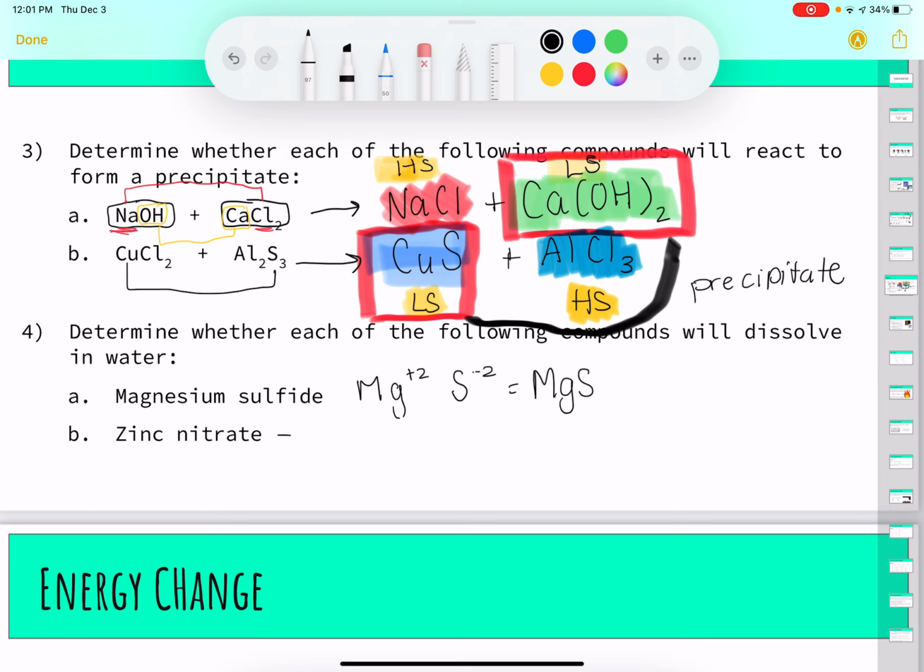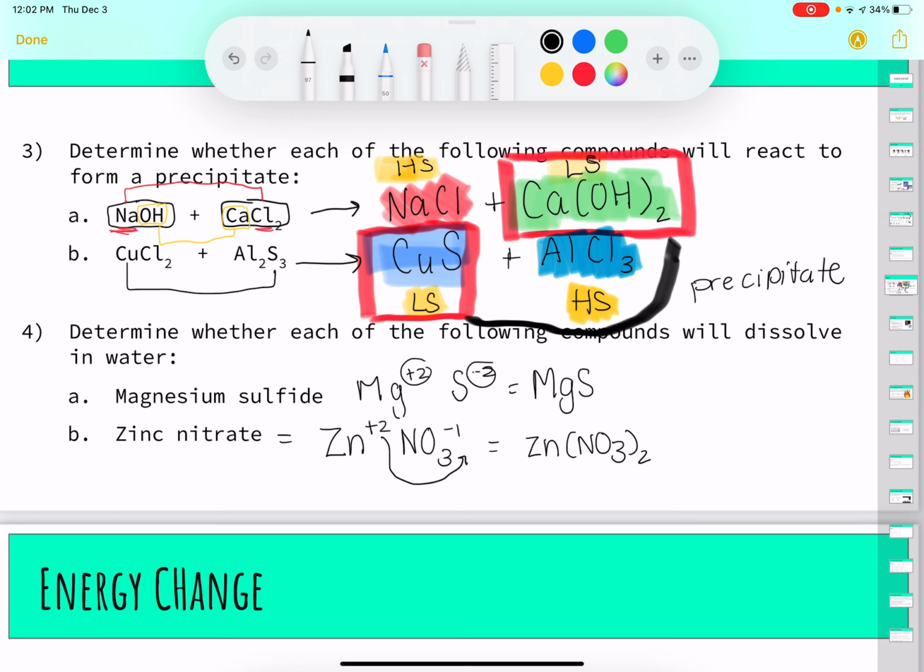MgS. This one over here is zinc, which is a +2, and nitrate, which is a -1. So if we're going to write this out, it would be Zn(NO3)2. Because we're crossing over. These ones are balanced, so we're good. This one we've got to bring an extra 2 to balance that out.